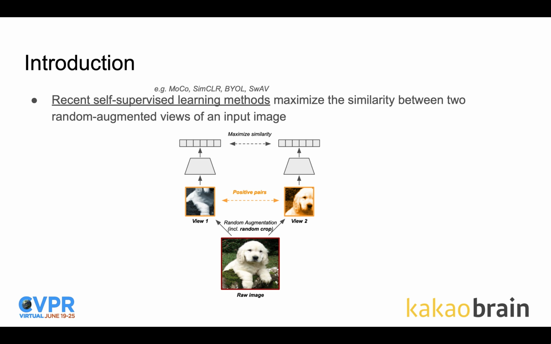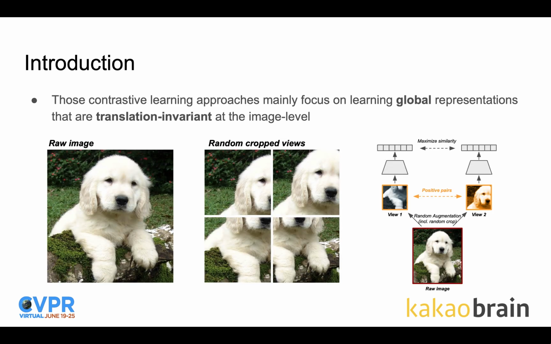Recent self-supervised approaches adopt contrastive learning frameworks, in which they maximize similarity between two random augmented views. In those works, aggressive random cropping is included as an augmentation to learn translation invariant features. For object-centric images, the global representation should be similar, no matter where the views are cropped from.